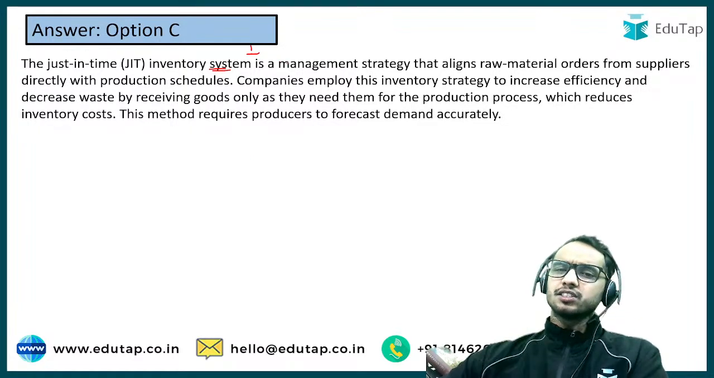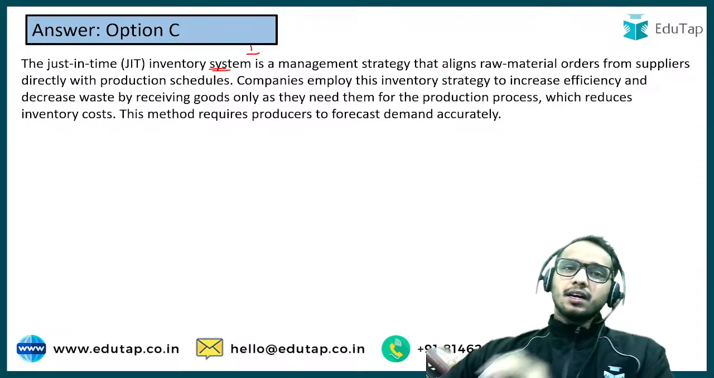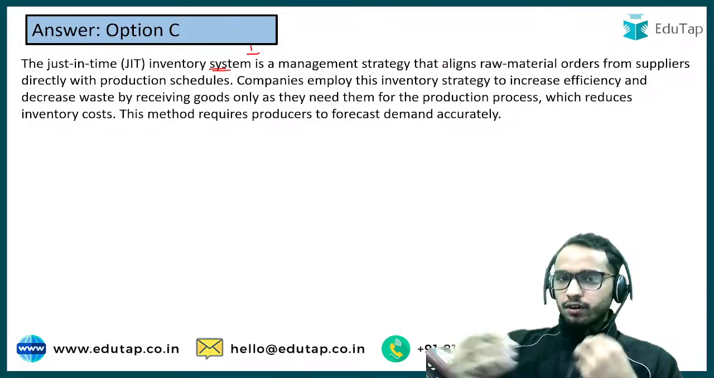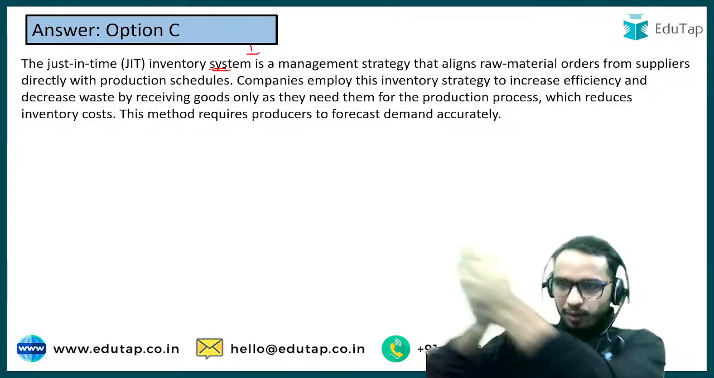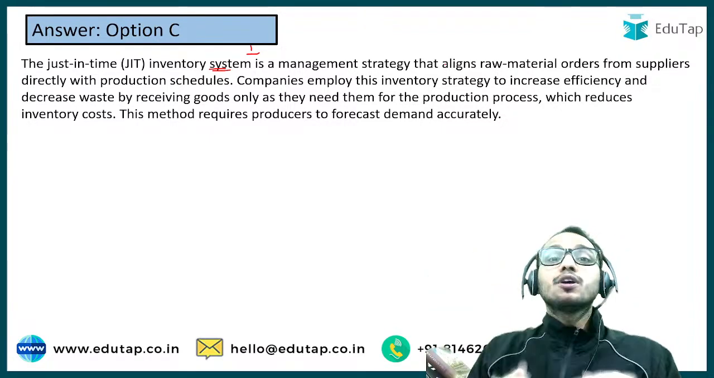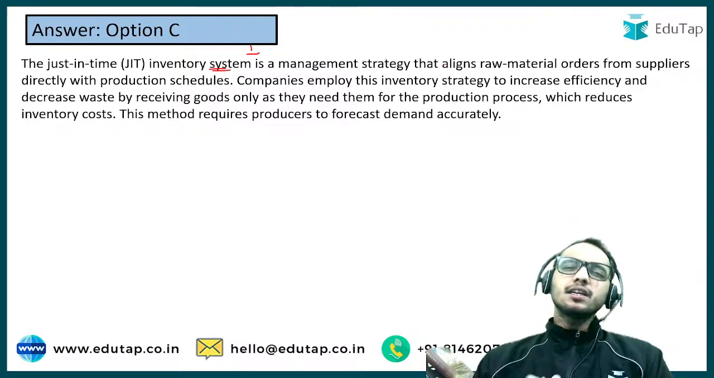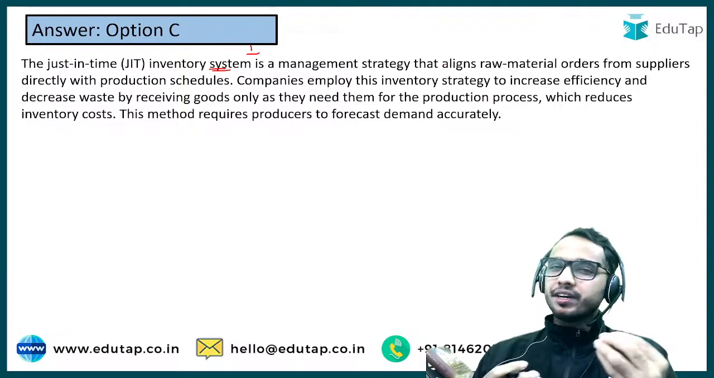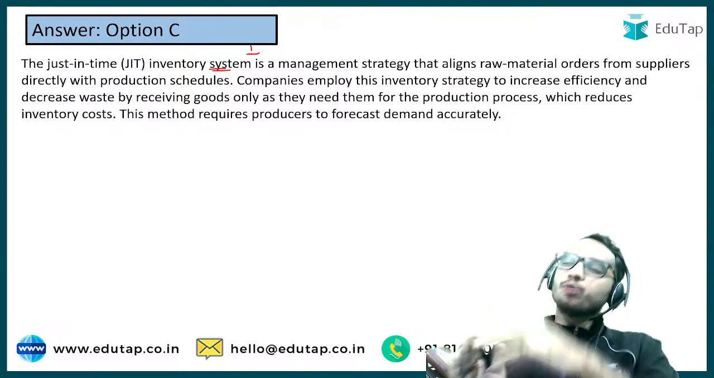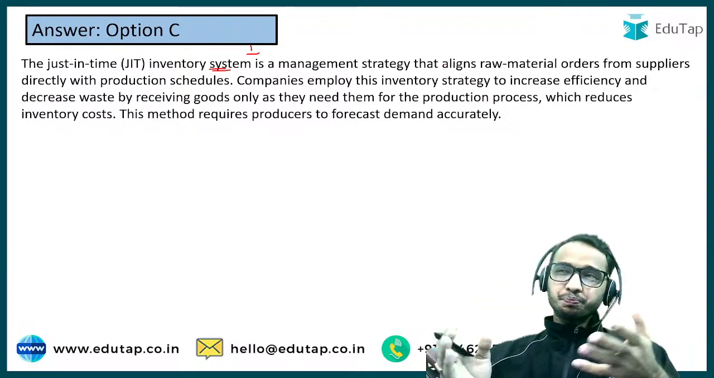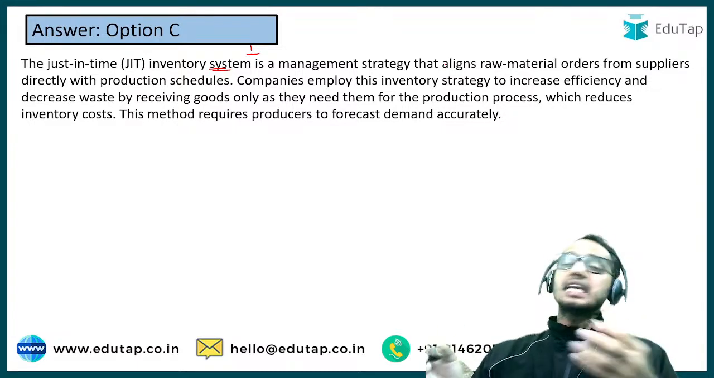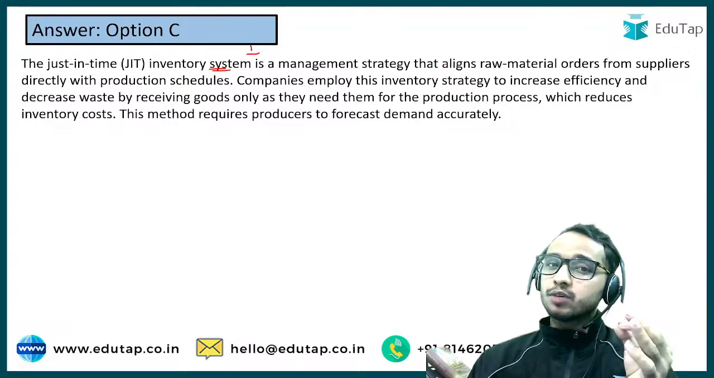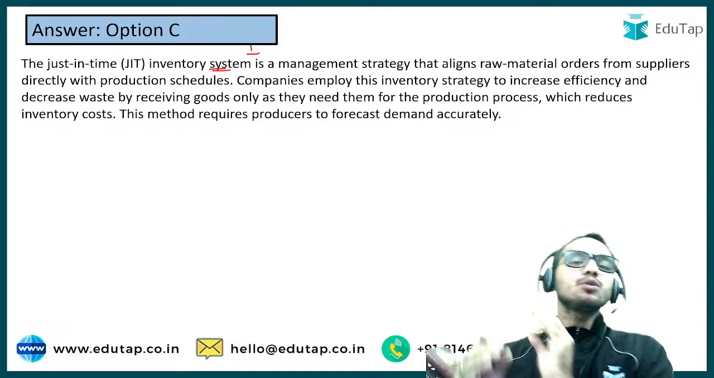This is basically an inventory system and a strategy, and what it does is align your raw materials, whatever raw materials you are going to order from your supplier, with your production schedule. So just in time says that when you need the raw material, only then are you going to order it from your suppliers. You are not going to purchase the raw material in advance and dump it in your warehouse. So just in time represents what? Just as you need it, you are going to buy it.